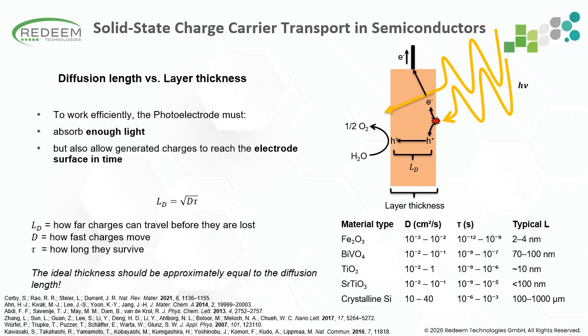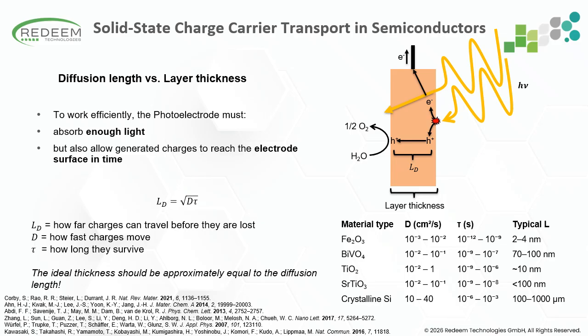This creates a fundamental design trade-off. The photoelectrode has to be thick enough to absorb sufficient light, but thin enough that most charge carriers can still reach the surface before recombining. And now look at the table here, because different materials have very different diffusion lengths. Hematite, for example, has extremely short diffusion length, only a few nanometers, whereas crystalline silicon reaches hundreds of micrometers, and this strongly influences the reactor geometry and the photoelectrode architecture that can be used.